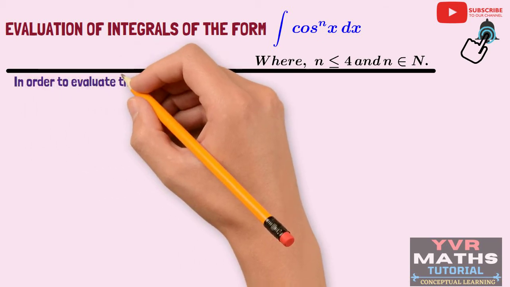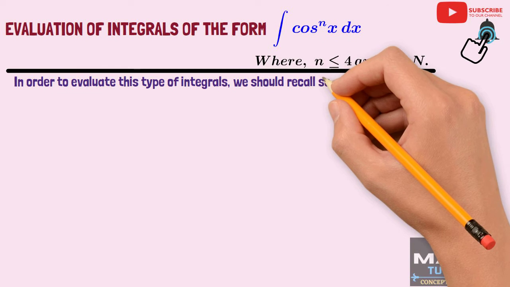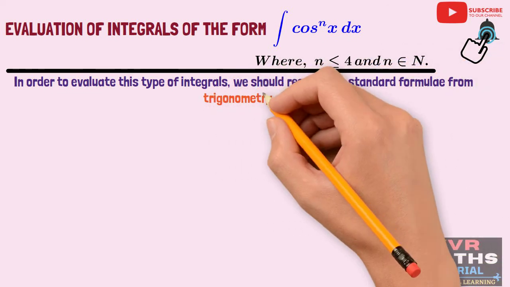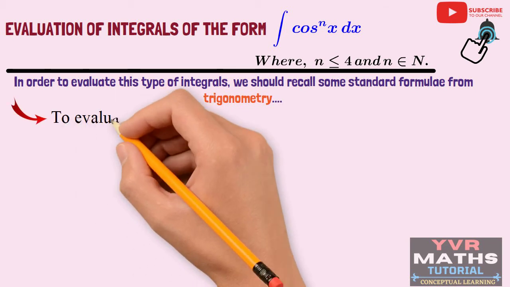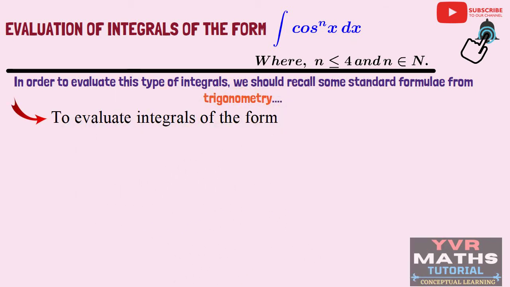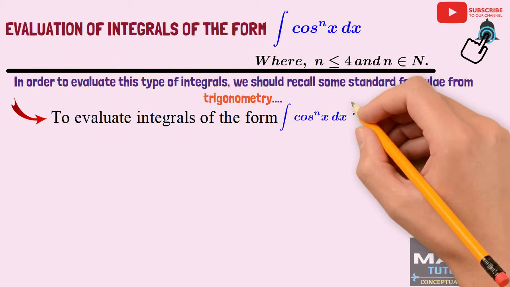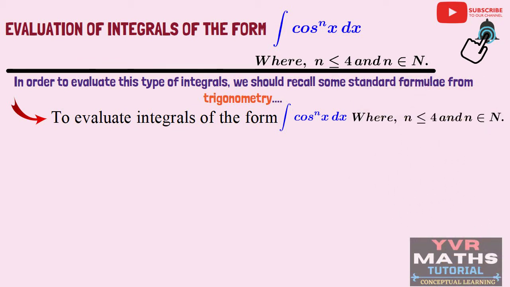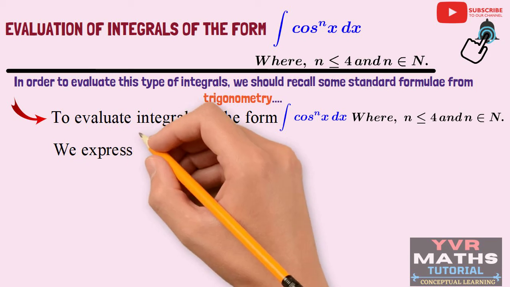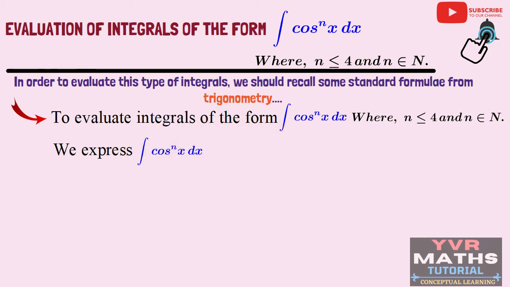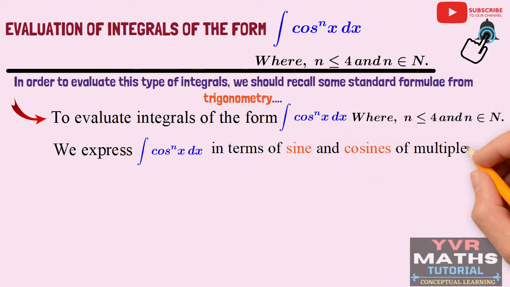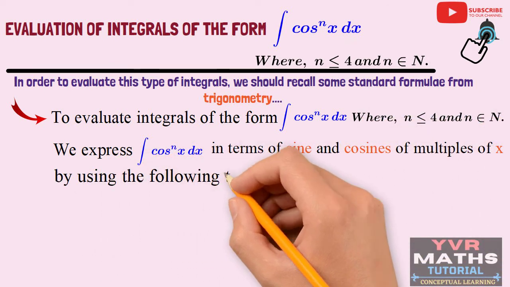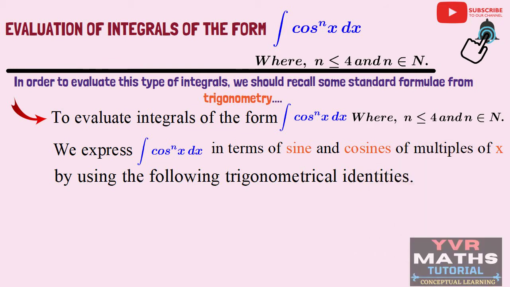To evaluate integrals of this type, we should recall some standard formulae from trigonometry which we learned in class 11. To evaluate integrals of the form integral cos power nx dx, where n is less than or equal to 4 and n is a natural number, we express integral cos power nx dx in terms of sines and cosines of multiples of x by using the following trigonometrical identities.